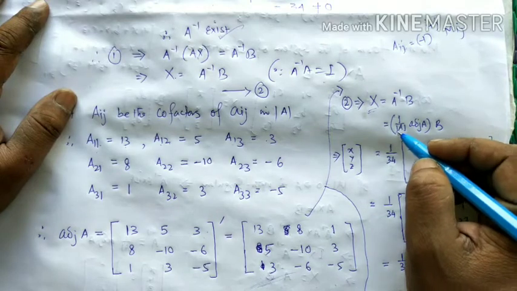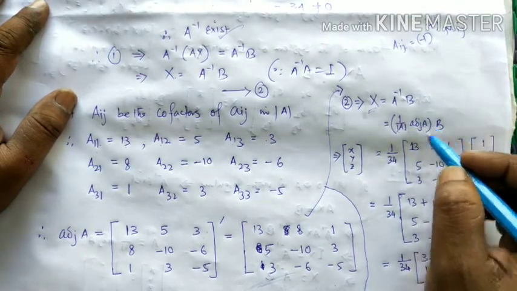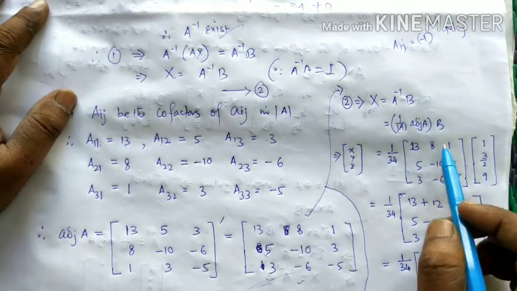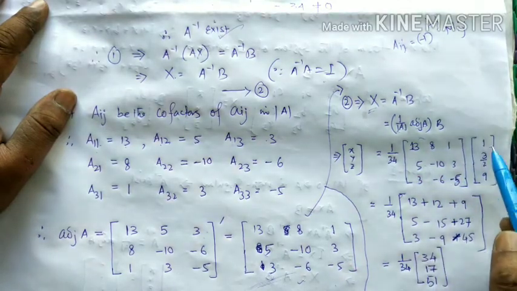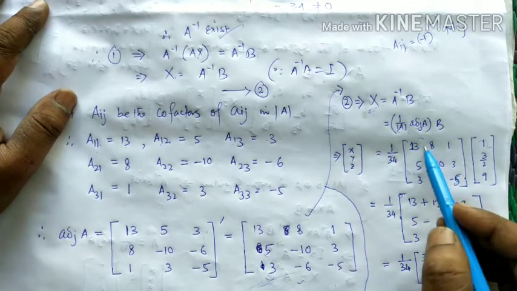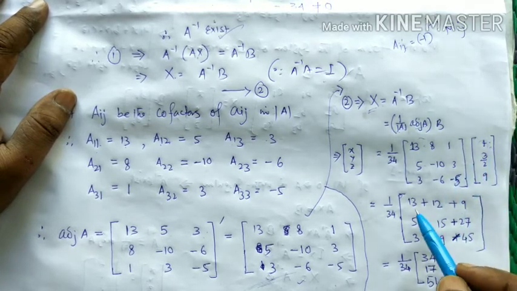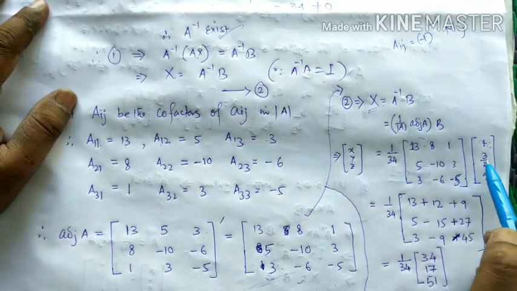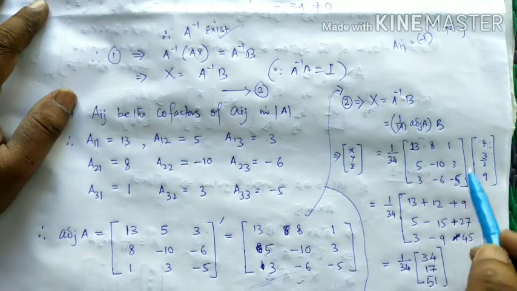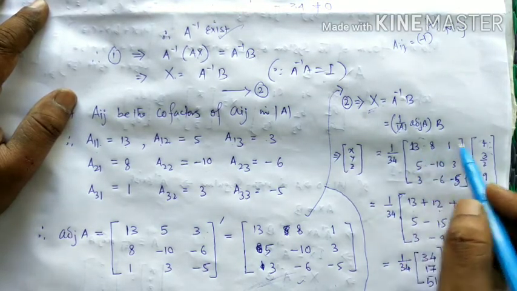Now what is the determinant of A? Determinant of A is equal to 34. So 1 by 34, and the adjoint of A you get from here. This is the adjoint of A, and this is B from the equations, which you already got from the system of equations. Now we multiply this. First row, first column: 13 into 1, 13. 8 into 3 by 2, 12, and 4 into 3 is 12. 1 into 9, plus 9. First row, first column is complete.